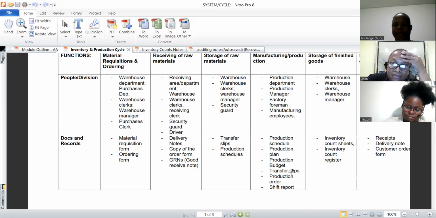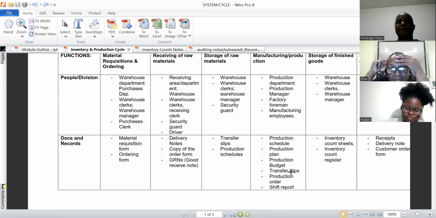Then there are production budgets. Production budgets are there to ensure cost effectiveness as far as the production process is concerned. So we cannot be incurring more costs to produce a good, but at the end of the day the revenue that we are getting is less than the cost we've incurred.